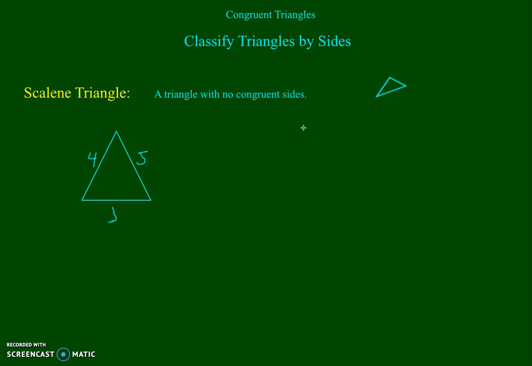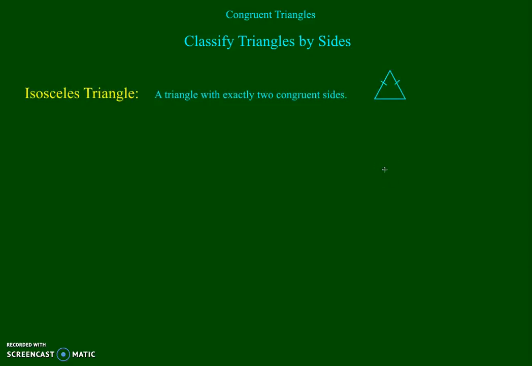And now let's move on to isosceles triangles. There are two schools of thought for isosceles triangles. On one side, some definitions hold that an isosceles triangle is a triangle with at least two congruent sides. And on the other side, the definition is a triangle with exactly two congruent sides. Now, for our purposes, we're going to use the second definition.